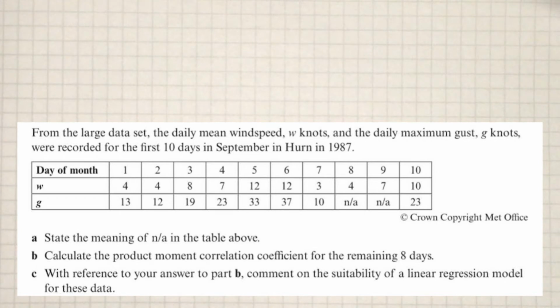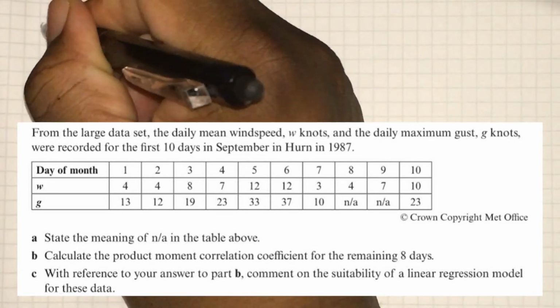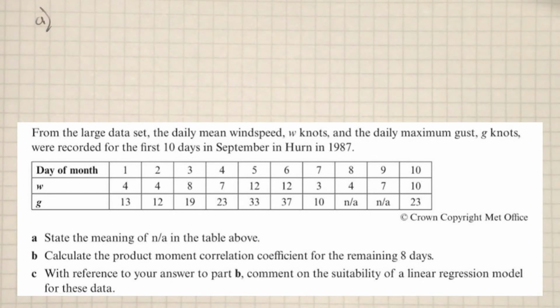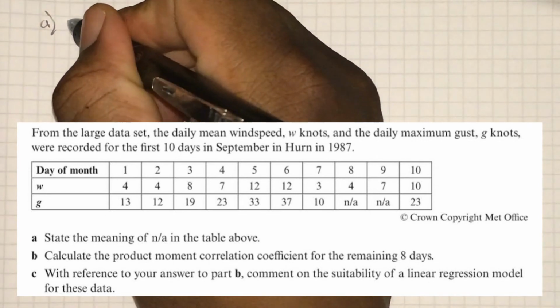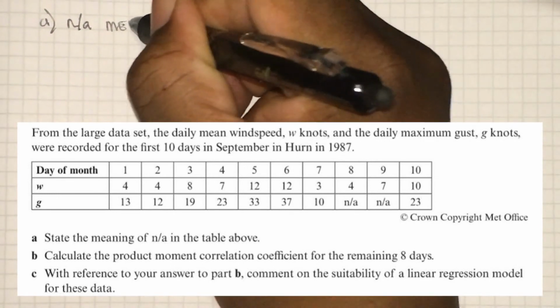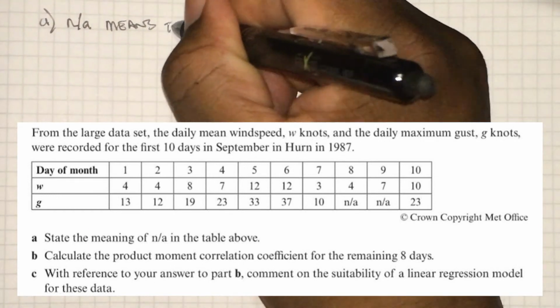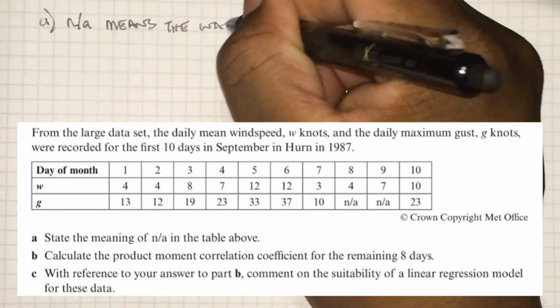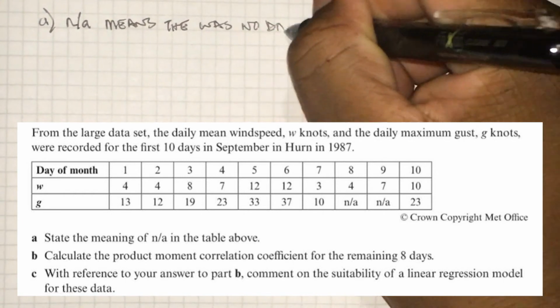What does NA mean when referenced in the large data set? These are the type of questions that will get you 1 or 2 marks just from being confident with that large data set. NA meant that there was no data recorded for that particular date, or there was no data available for that particular date.